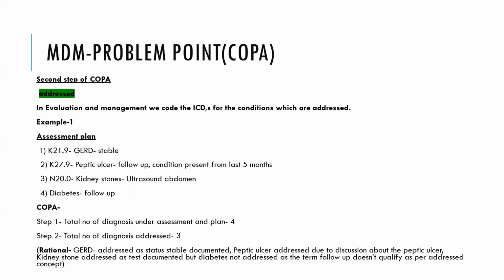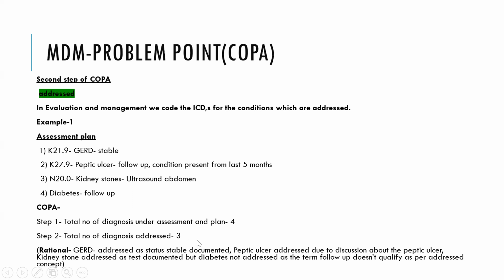First of all, I have given you only the assessment and plan. But normally, whenever you code E&M, you need to see the entire note. Don't code only from assessment and plan. Just for your understanding, I have written here. But normally, as a coder, you need to read the entire history, physical examination, MDM, and then decide whether it is addressed or not. Right? So diabetes follow-up, they have written here. I don't have any evidence. So in this case, how many conditions addressed here? 3 conditions, right?